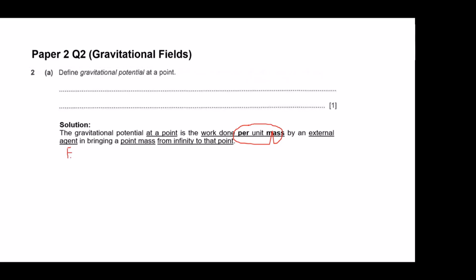So this is the F external, just like in the notes. We also have something called a gravitational force. Okay, this is to bring a point mass from infinity to the point. So remember, this is always from very far away to the point.